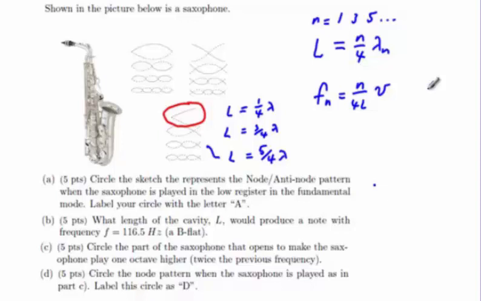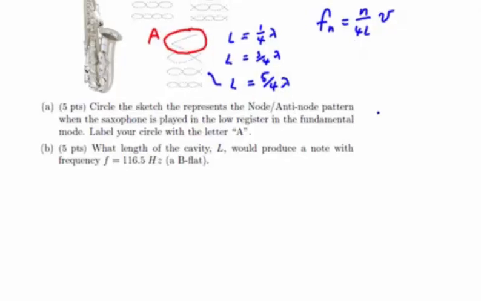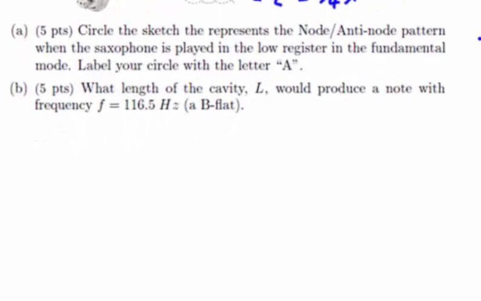Let's move on to part B. In part B, we're asked to determine the length of the cavity L which would produce a note with a frequency of 116.5 Hz, which is a B flat. Since we're playing the saxophone in its fundamental mode, this B flat will be f sub 1 for the fundamental, which will be 1/4 times the length times the velocity of the waves in the medium, which is air.